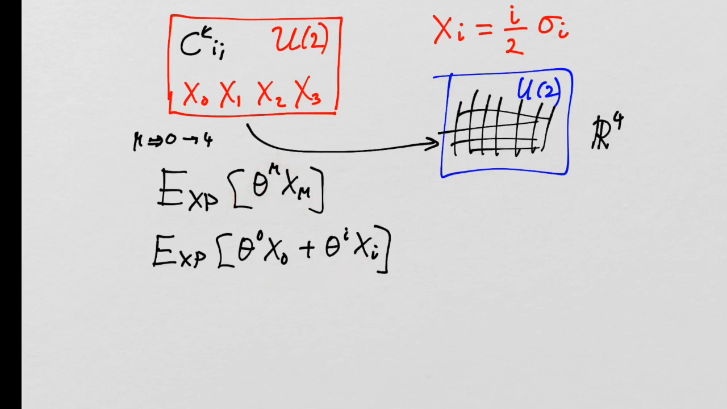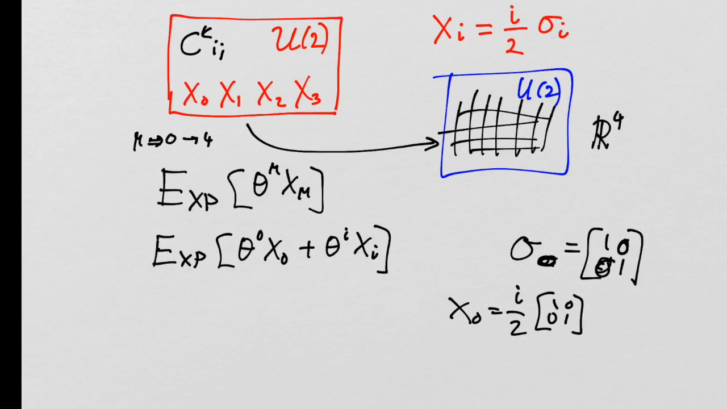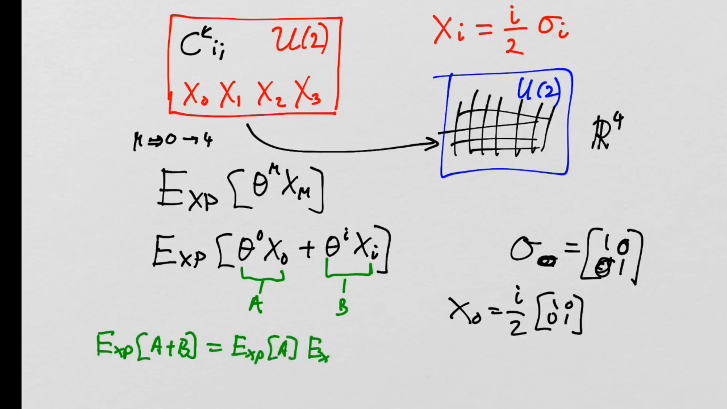So this I just break up into two parts: the x0 part and the xi part. Now, what's important to see is that x0 comes from sigma 0, which is the 2x2 identity matrix. Therefore, x0 is just equal to i over 2 times the identity. What's important about that is when we make this guy play the role of A and this guy play the role of B, we end up with the exponential of A plus B. But in this case, it will be true that it is equal to the product, because this guy commutes with everything. It's the identity. It's a constant times the identity.